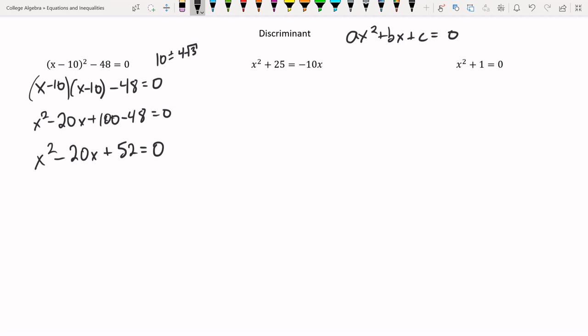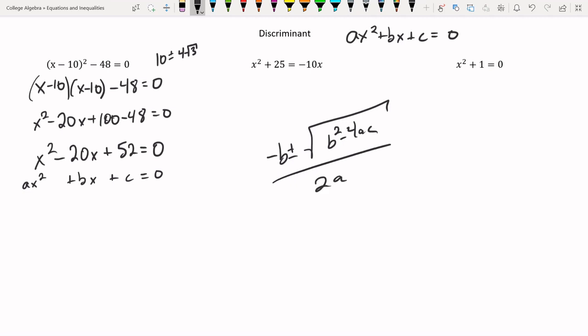Now we have this in ax squared plus bx plus c form. A is 1, b is negative 20, and c is 52. If you don't remember, the quadratic formula is negative b plus or minus the square root of b squared minus 4ac, all over 2a. The discriminant is this portion here: b squared minus 4ac. So b squared minus 4 times a, which is 1, times c, which is 52.